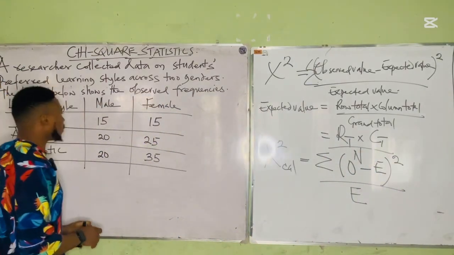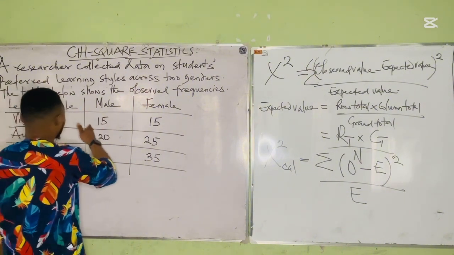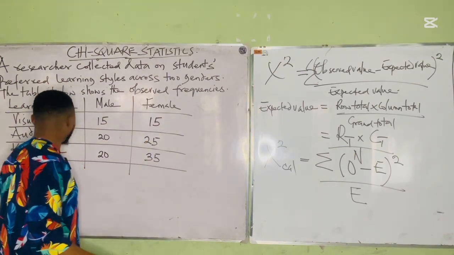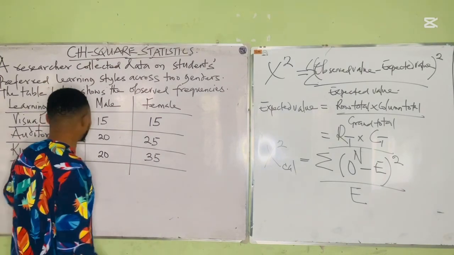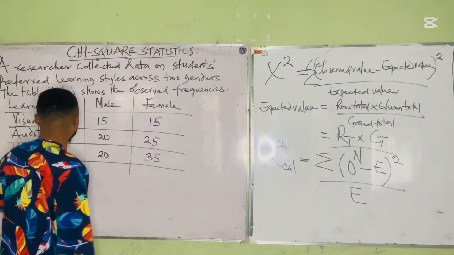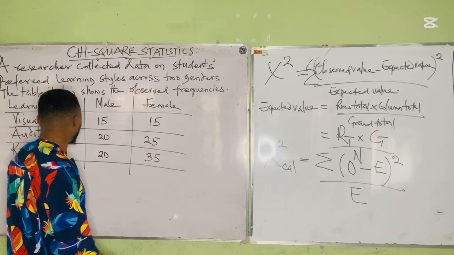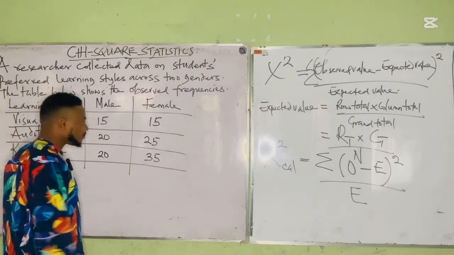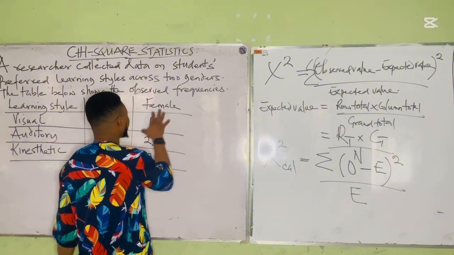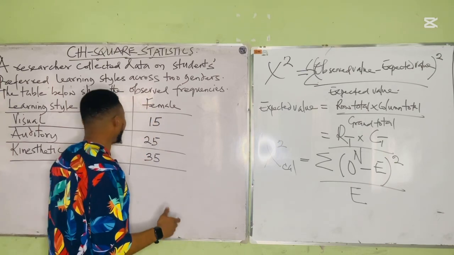Now, let's look at this question. Let's solve this question. We have the learning style across each gender, across the male and the female. We have visual, auditory, then kinesthetic. 15 males are visual when it comes to learning style, 15 females are also visual, 20 males auditory, 25 females auditory, 20 males kinesthetic, 35 females kinesthetic. So we want to look at the relationship between the observed values you can see here and the expected values.